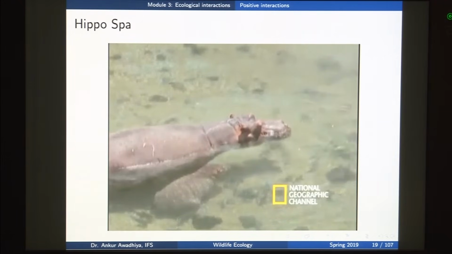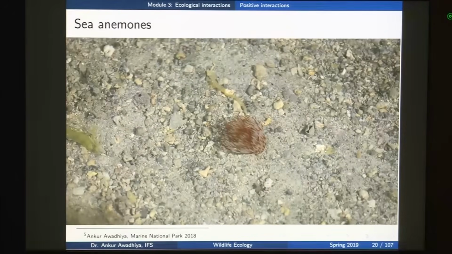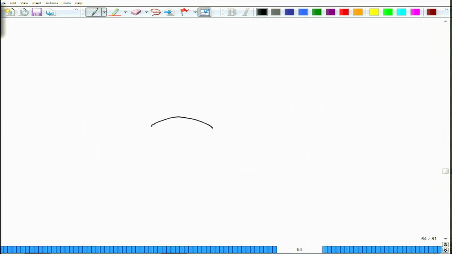Another example is that of hermit crabs and sea anemones. Now, a hermit crab is a crab that has a soft shell on the top. So, let us say that this is a crab, and if you have a crab in a water body, there are a number of predators that can come and eat up this crab.